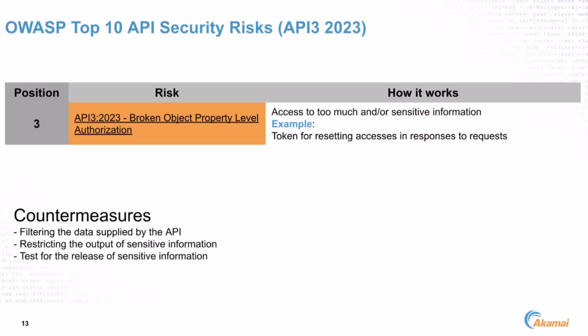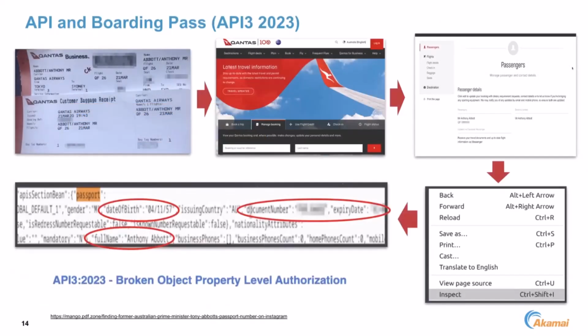In the next story, we will review how a seemingly harmless Instagram post led to exposing sensitive information of a public figure. Using Australia's former Prime Minister Tony Abbott's Instagram post with his flight boarding pass, the hacker was able to leverage the flight booking reference code and Tony Abbott's last name to get excessive sensitive information, such as his passport number, expiration date, and even phone number.